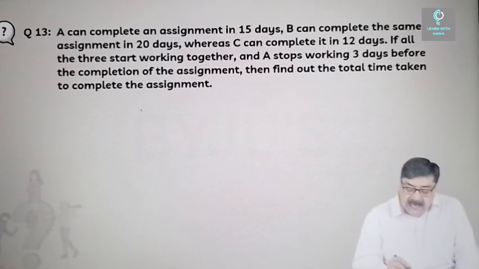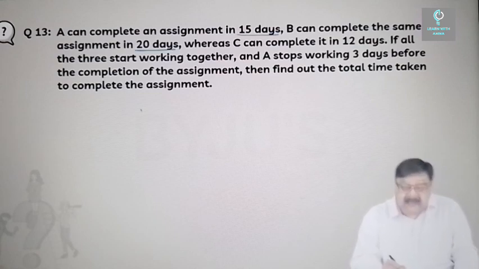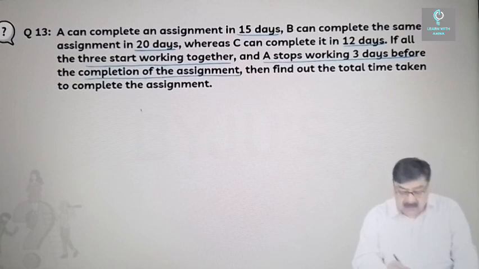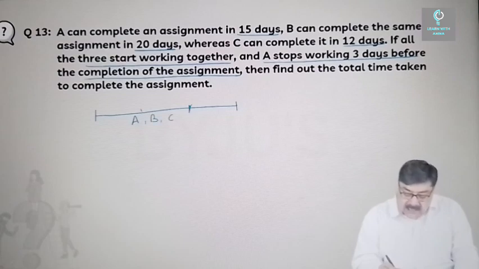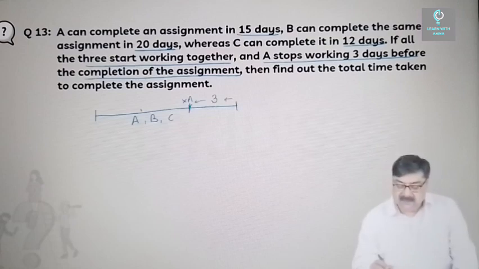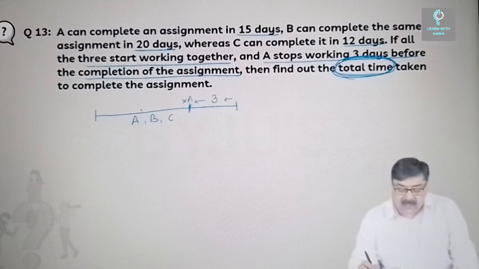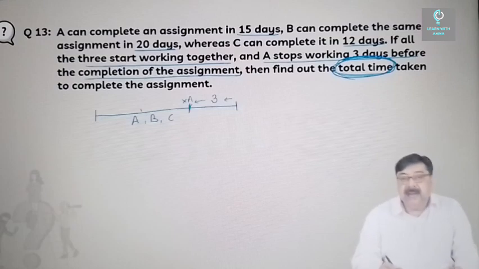Now in this question, A can complete an assignment in 15 days. B can complete the same assignment in 20 days, whereas C can complete it in just 12 days. If all the three start working together and A stops working 3 days before the completion of the assignment, so this is how the story goes. All A, B, C start working together and A has stopped working just 3 days before the completion of the assignment. Find out the total time, fix it in your mind, register it properly, taken to complete the assignment. Now initially A, B and C worked for how many days? Well, simple, we don't know, so X days.